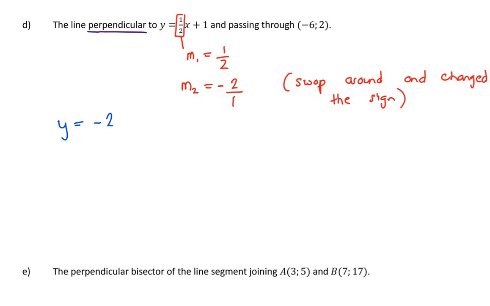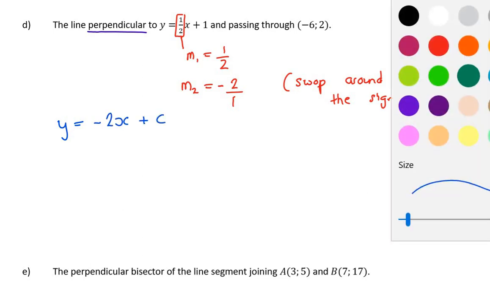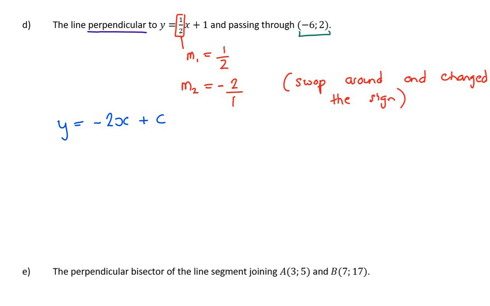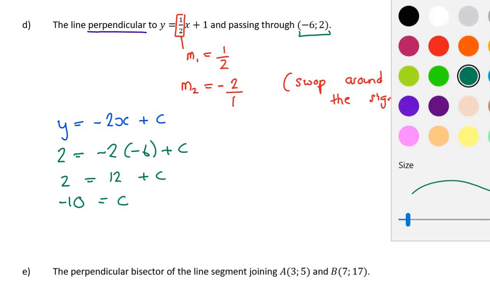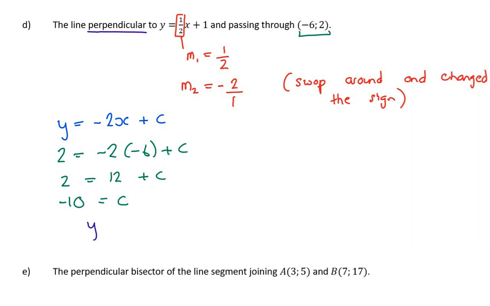So now I know my graph is y equals -2x plus c. Again, they've given me a point, so they've made my life fairly easy. So 2 is equal to -2 times -6 plus c. So 2 is equal to 12 plus c, and -10 is equal to c. So when I answer the question, I know y is equal to -2x minus 10.